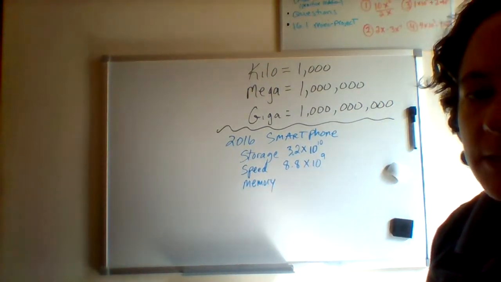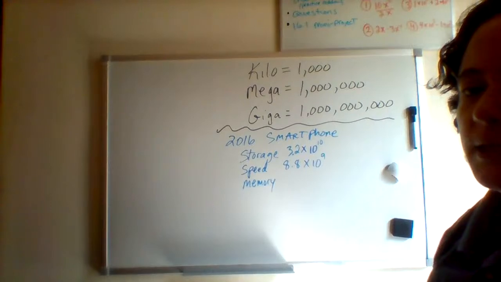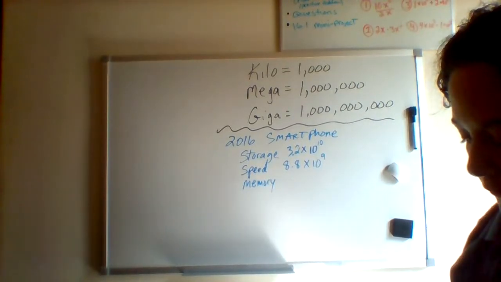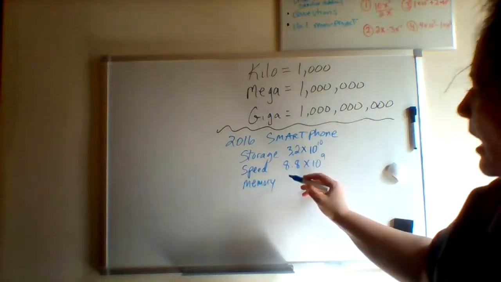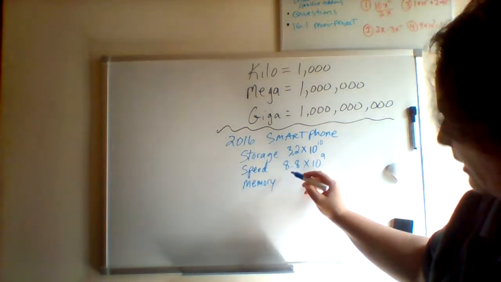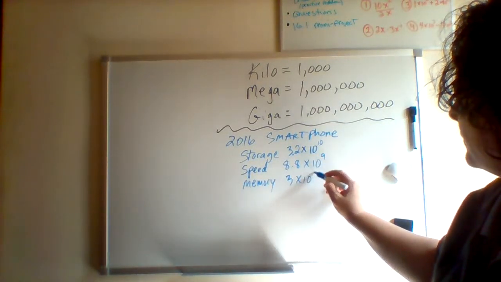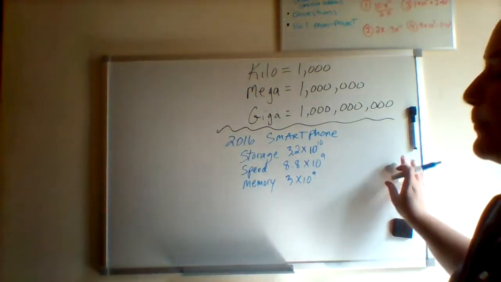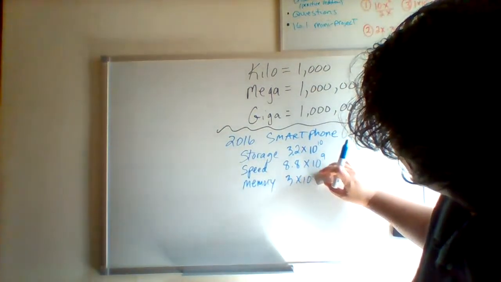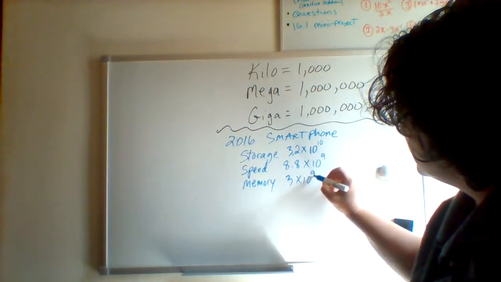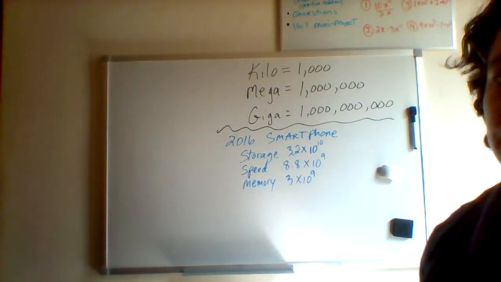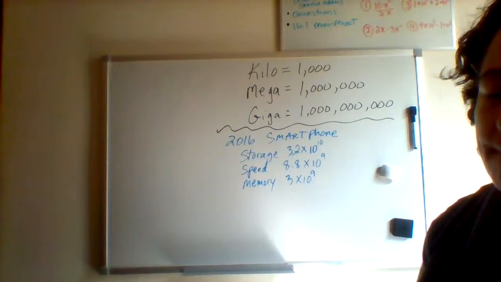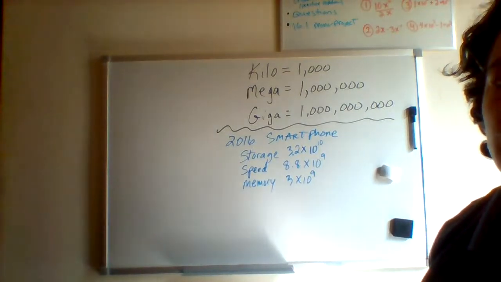So for the 2016 smartphone, I see that it says that there's 3 gigabytes of memory. So for me, I would put down, since a giga is a billion, that it's actually 3 times 10 to the 9th power. And if that's not legible, there. Hopefully it is now. Are you guys with me so far? It looks like you guys might be with me, I hope.